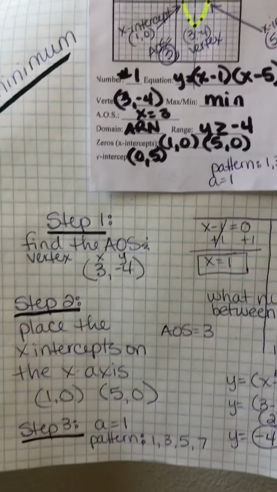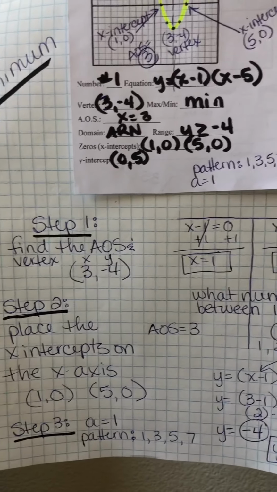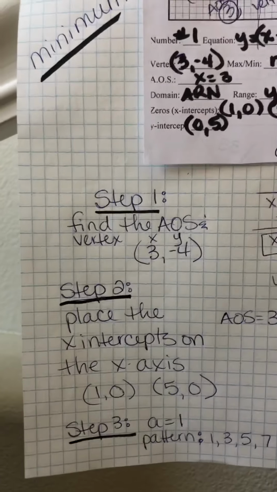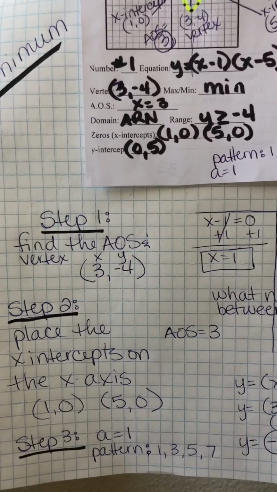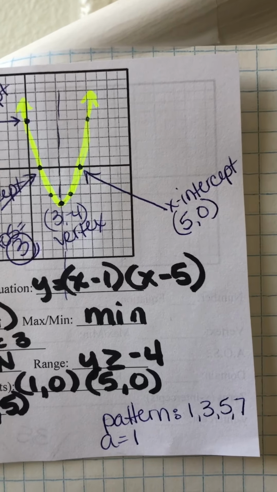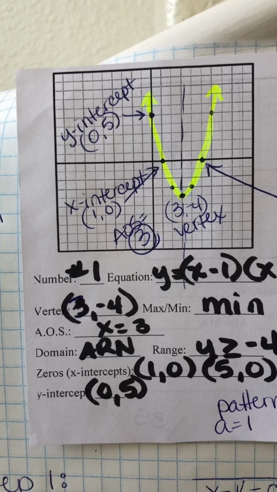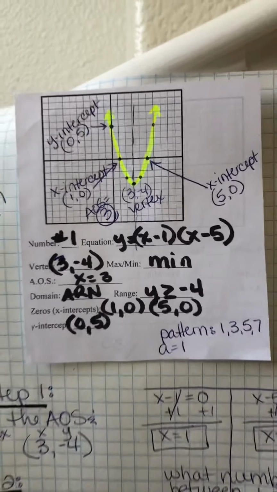Okay, what are we going to do next? Well, we know what our x-intercepts are, right? We know it's 1 and 5, so we're going to write them as (1, 0) and (5, 0). And we can put them on the graph right there. See where I have my arrow? (5, 0), (1, 0). Okay.